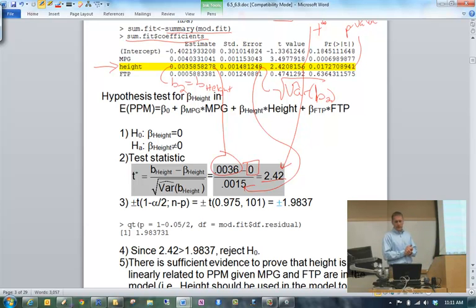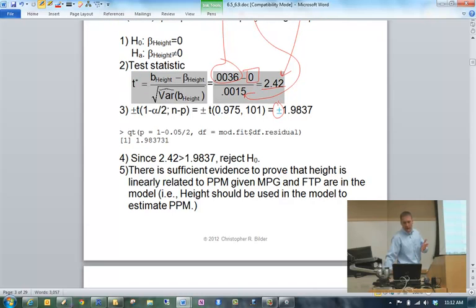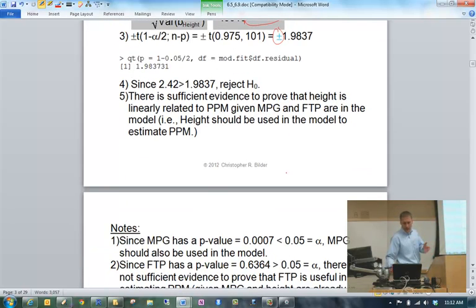Critical value: if I were to do the test like this, notice a little omission here in the notes. I could just simply go to R, get my qt function, and get the critical value to be plus or minus 1.98. The test statistic is greater than the upper critical value, so I reject H0. And what does this mean? Well, there is sufficient evidence to prove that height is linearly related to PPM, even after you take into account minutes per game and free throw percentage.